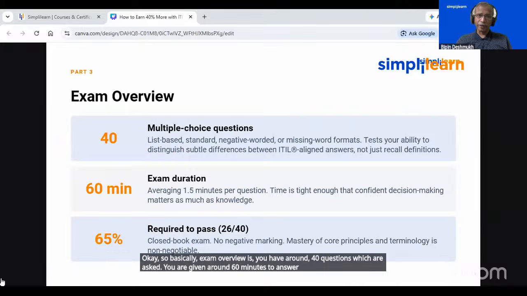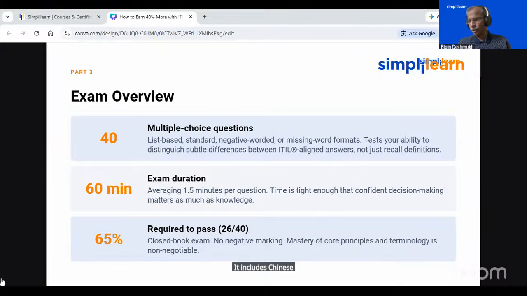If you are taking an exam in English, it is 60 minutes. If you are taking exams in any language other than English, which are all foreign languages, the courses are available and this exam can be taken. It includes Chinese, Japanese, Spanish, German, French, Brazilian, Italian, and so on and so forth.